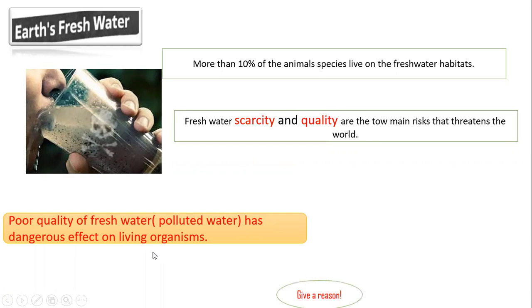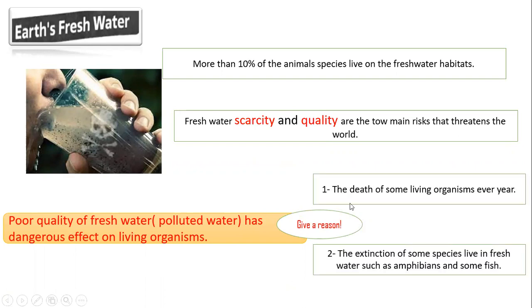Give reason. When I say what happened, or give reason, for poor quality of fresh water, what happened? Number 1, the death of some, or you can see many, living organisms every year. So living organisms would die every year if they drank some water like this.